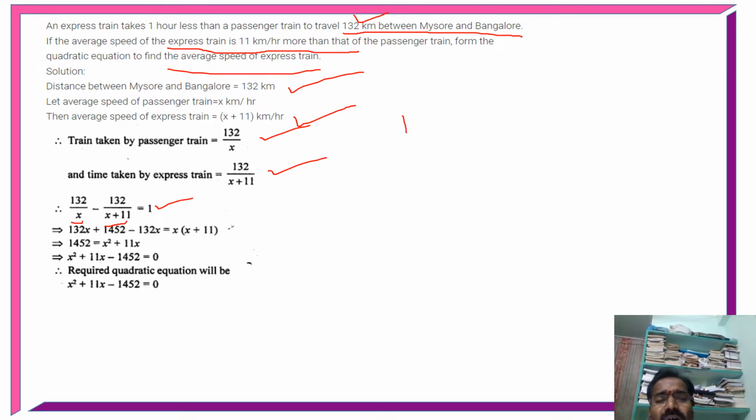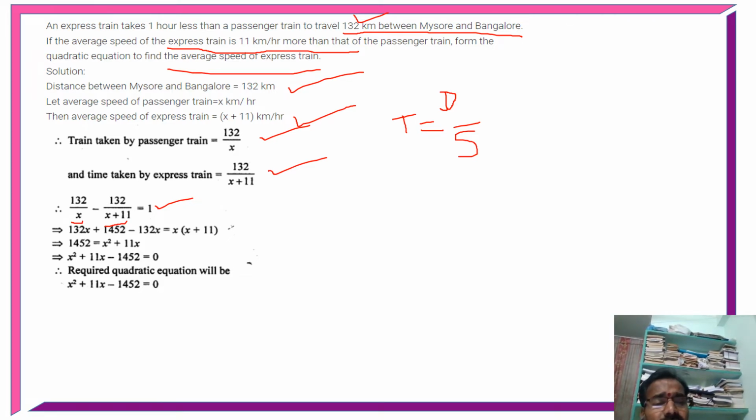As we know the time formula, distance by speed. You learn that in physics also, students. Whatever you learn in lower classes in other subjects is also applicable to math, and what you learn in math is applicable to other subjects too. So distance by speed, we can write 132 by x, which is the time taken by the passenger train, minus the express train, 132 by x plus 11. We know when speed increases, time decreases. The time difference is 1 hour.